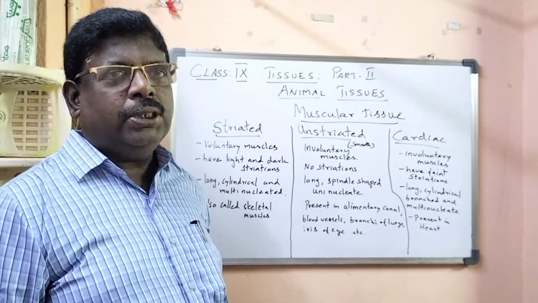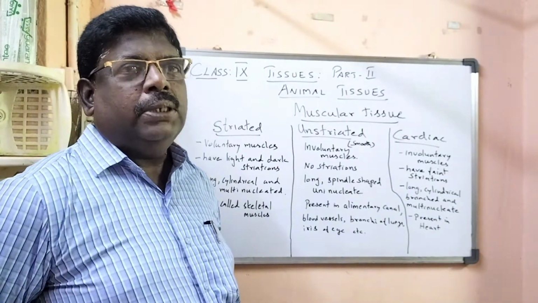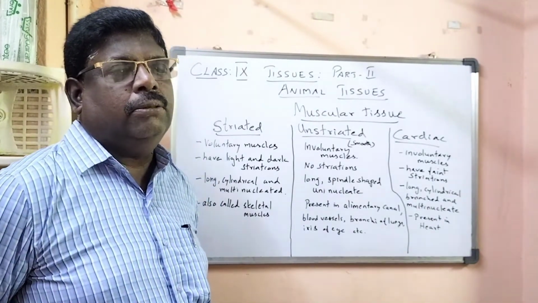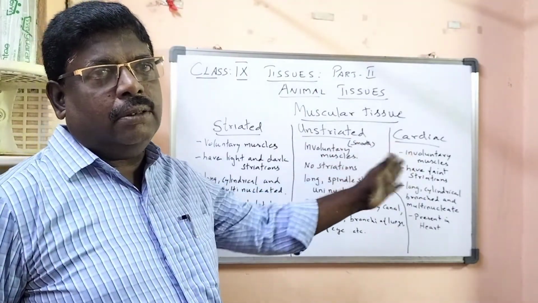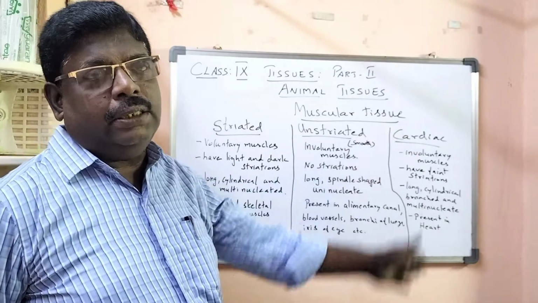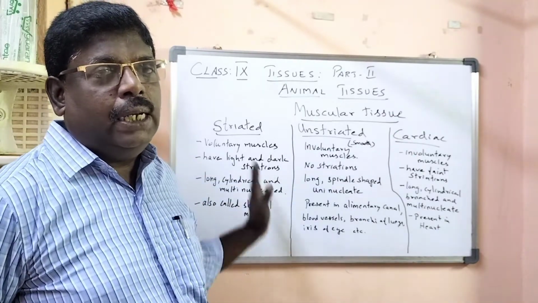So let us see about muscular tissues. Under muscular tissue we have three types: striated, unstriated, cardiac. Three types of muscular tissue. Let us see one by one.